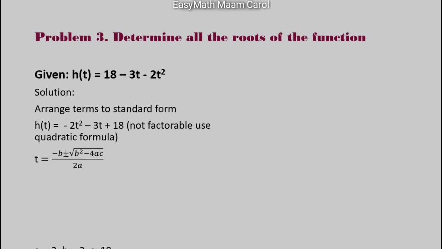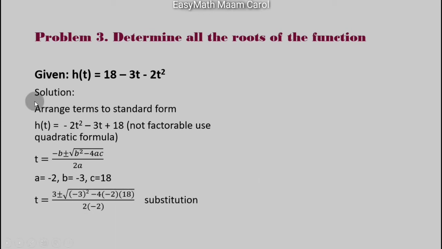So, madali lang siya. Yung A daw ay yung coefficient nung squared, ng T squared. So, yung negative 2, yun yung A. Tapos, yung B ay yung coefficient nung T, which is negative 3. At saka yung C, yun yung ating whole number. Okay? So, tapos ngayon, isa-substitute lang natin lahat ng mga values na to dito sa ating formula.